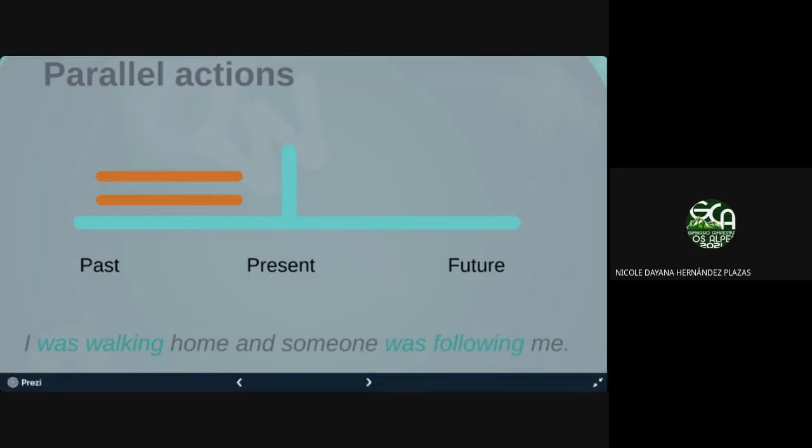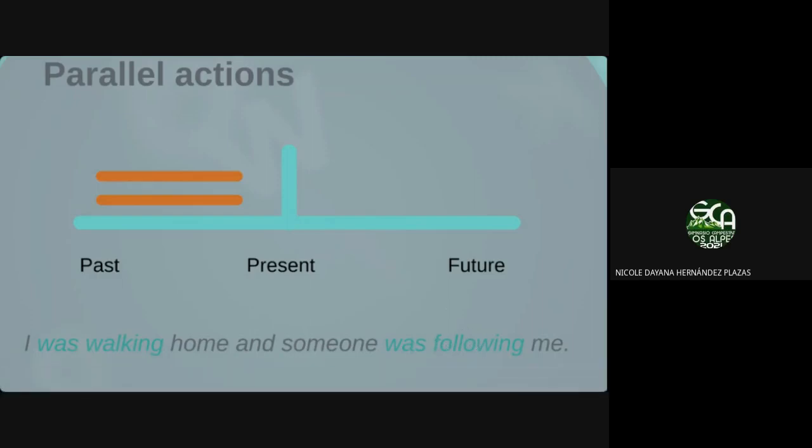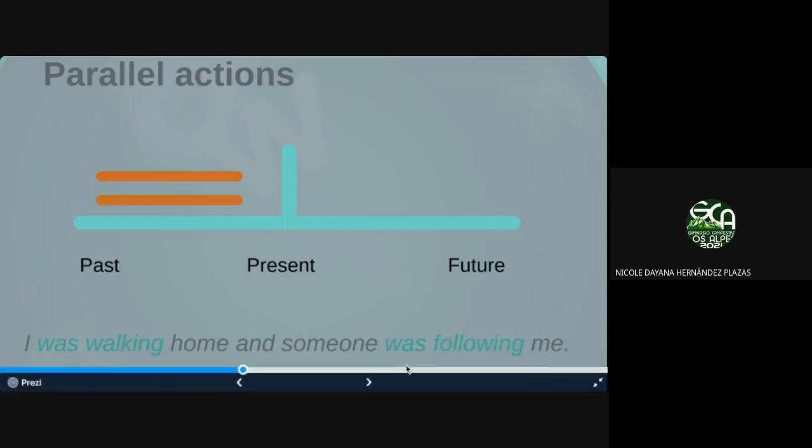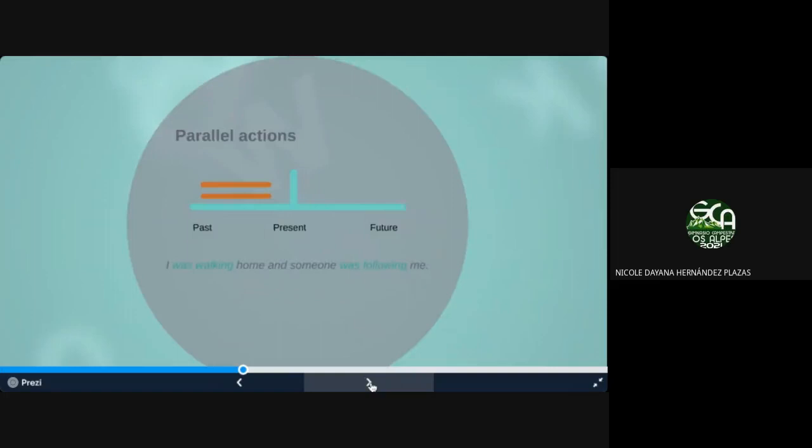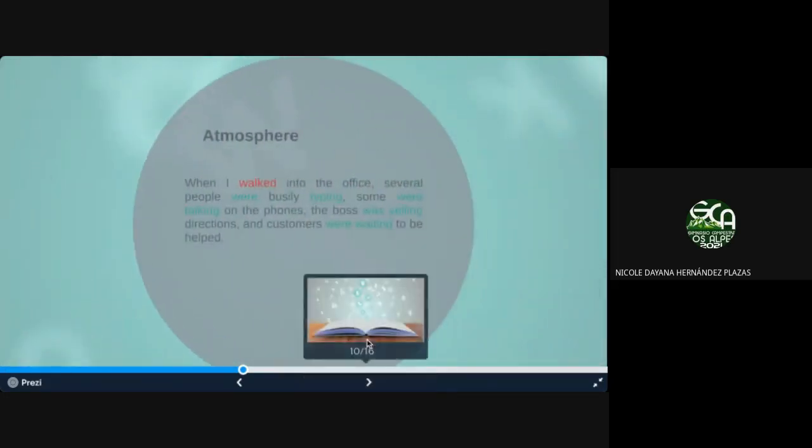So don't forget, guys, parallel actions, just past continuous. No se me vayan a confundir. Please don't get confused with simple. El simple es para acciones una que sigue a la otra. Esto pasó primero, esto pasó después y esto le siguió. El pasado continuo es para decir acciones que estaban sucediendo al mismo tiempo. Okay? Let's keep going, guys. Because you are flying today.